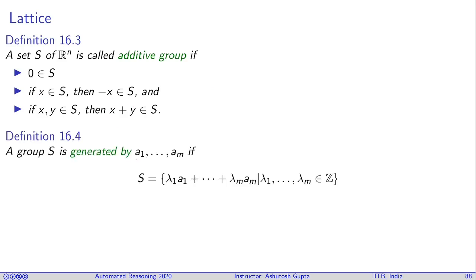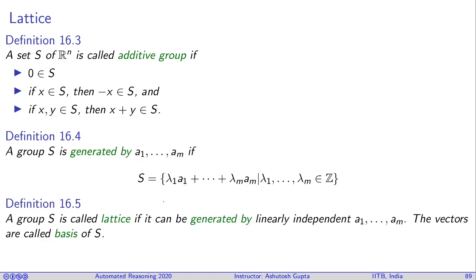An additive group is generated by a1 to am if you have m vectors and you just take their integral combinations. A group is called a lattice if it can be generated by linearly independent vectors a1 to am. They are all linearly independent and the vectors are called a basis of S.